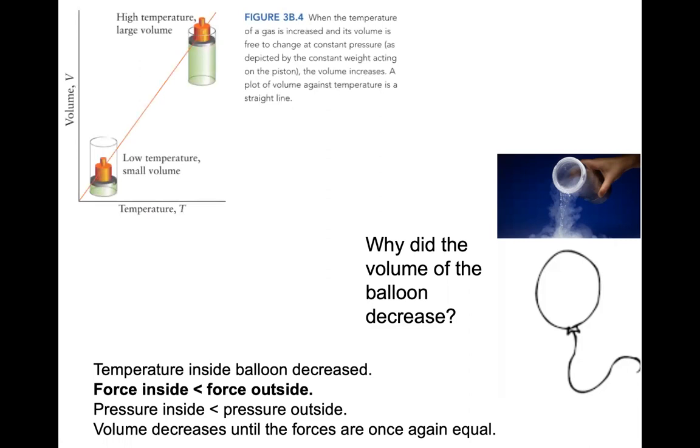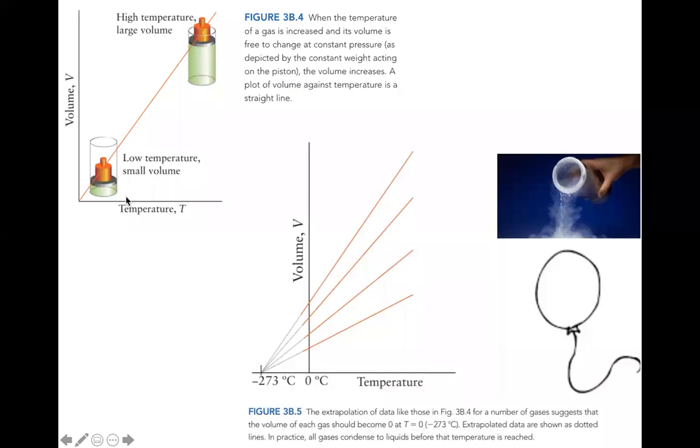So in this case, we're seeing a direct relationship between the volume and the temperature. If the temperature goes down, the volume goes down. Temperature goes up, the volume goes up. And it also gives us a clue why we're going to want to be in Kelvin.